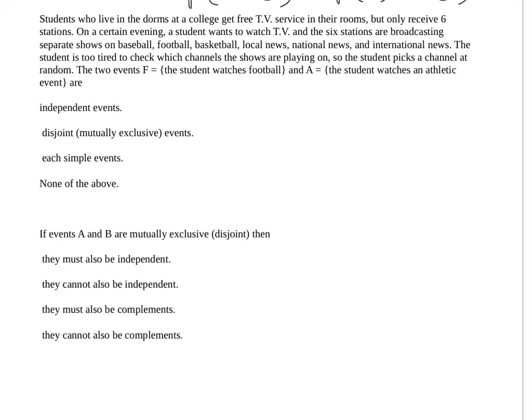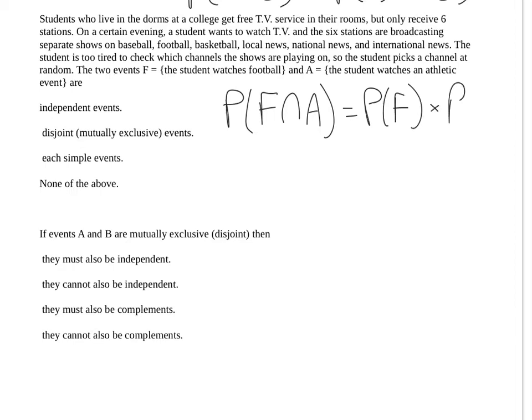This is kind of a tough question. So let's go back to that definition. I'm going to write it again because it's super important. If 2 events are independent, I'm going to use F and A here, then the probability of F and A occurring is equal to the probability of F occurring times the probability of A occurring. Let's think about that. So is that true?